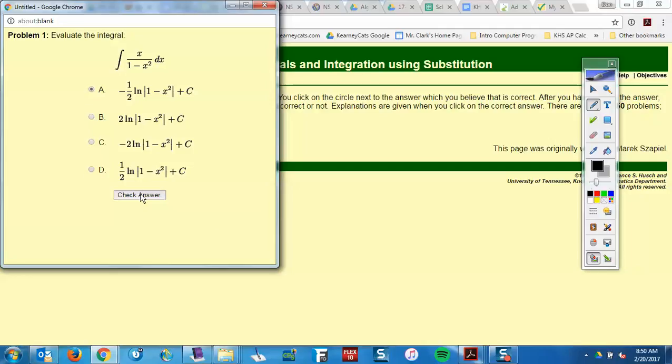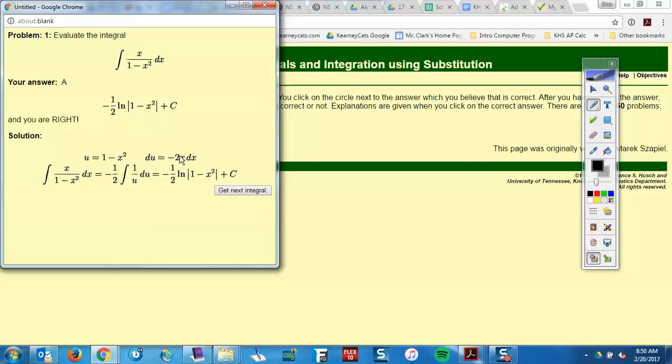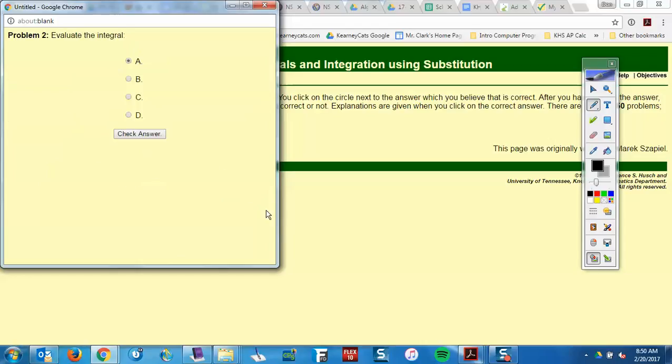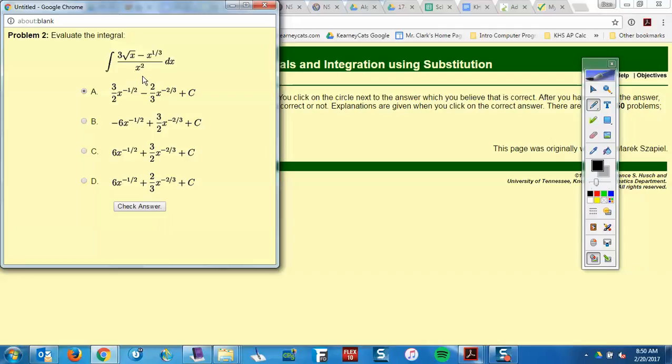I don't know, let's say it's A. Did we get it right? Hey, we got it right. And they show you the work, kind of the work, which is not bad. And it says, get your next one. And then they do this. This would just be a split apart one. It's kind of nice, so they keep it in the same kind of writing we would as we work it.